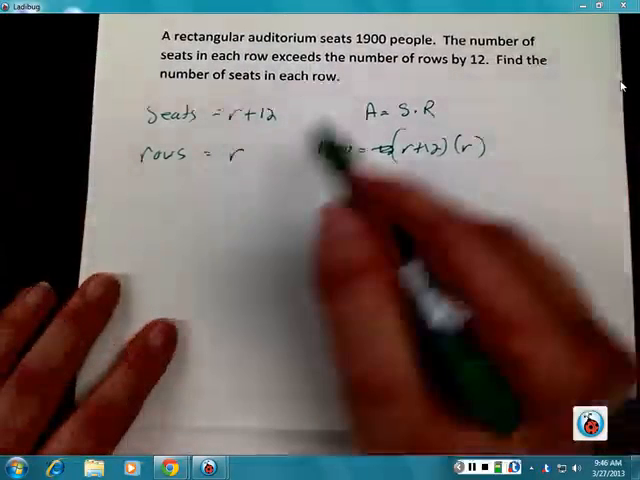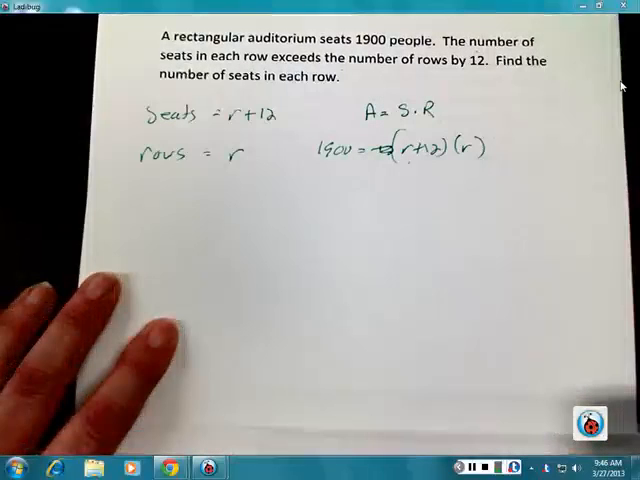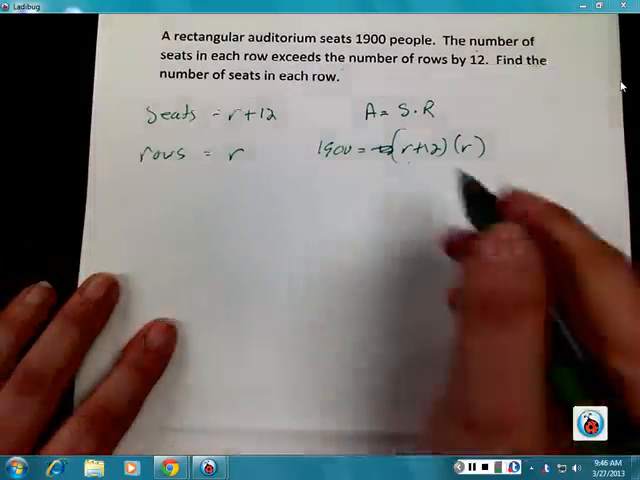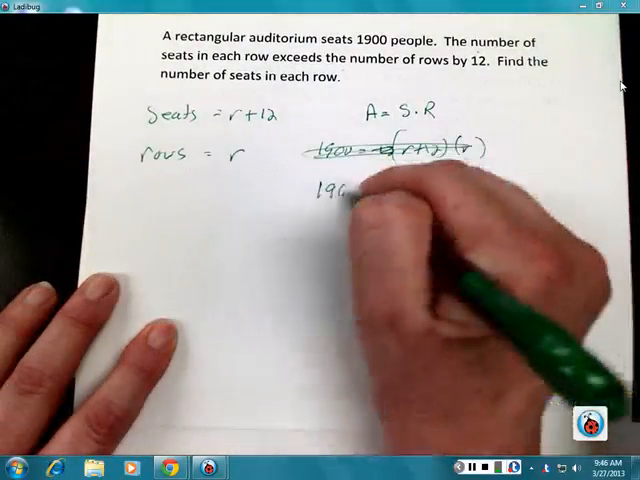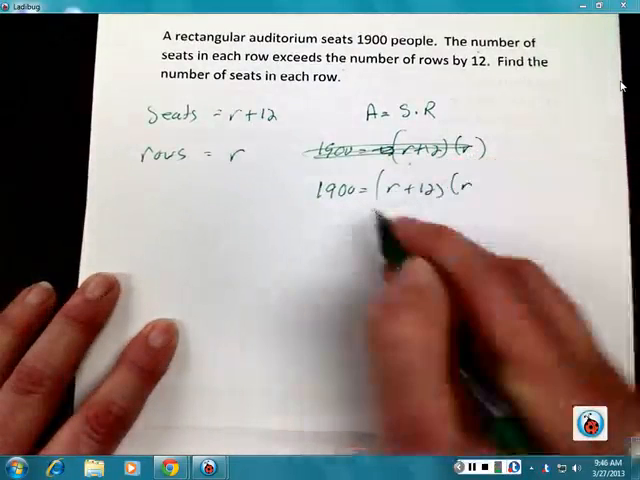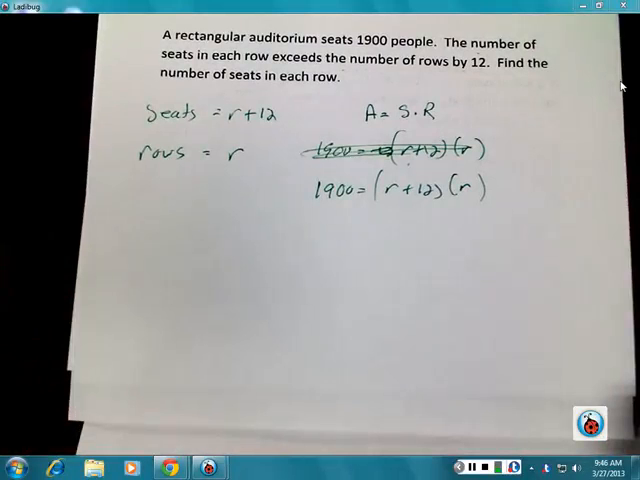So be real careful. It makes you think it's seats because of the way they word this. So it's actually 1,900 equals R plus 12 times R. Let me rewrite that so it looks a little neater: 1,900 is equal to R plus 12 times R. And then you get a quadratic, and you put it into your quadratic formula to get your answer.